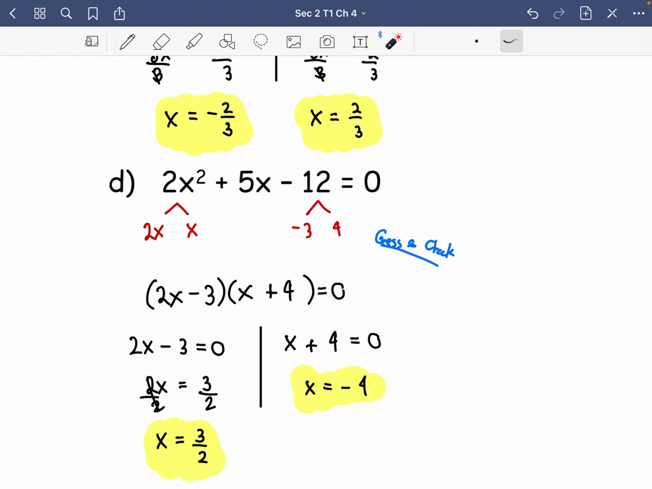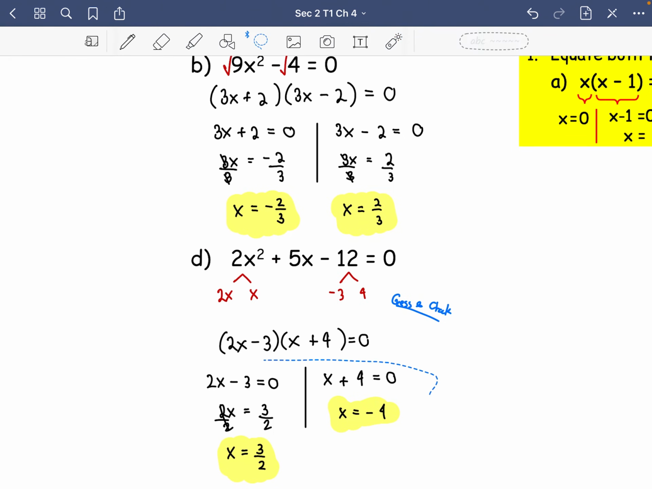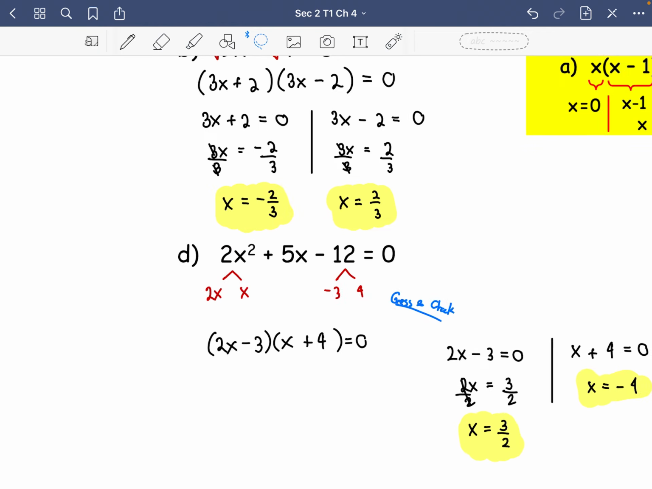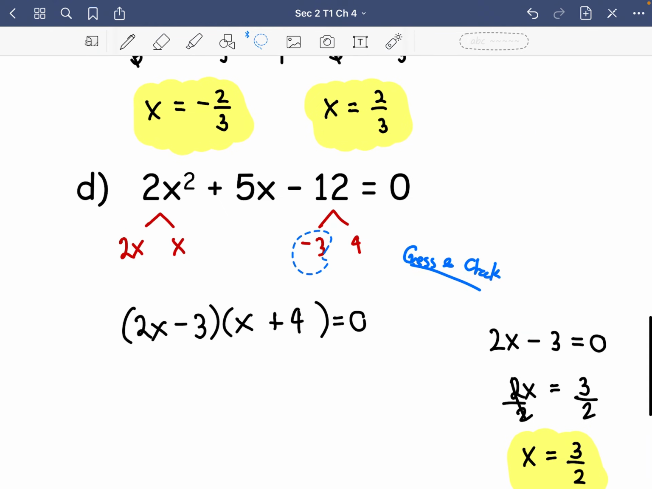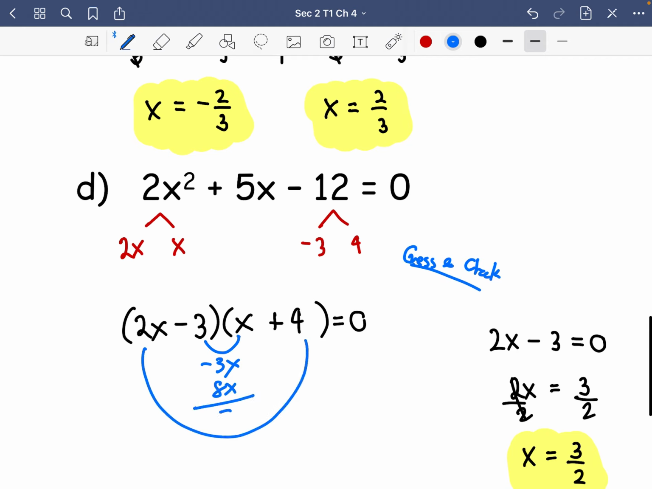Now, what we're after here is that when we multiply the inner and outer, we're supposed to get 5x. So let me show that. Let me move this here. So 2x minus 3, and then I have x plus 4 here. So how do we check if our pair is correct? When you multiply the inner, this is negative 3x. And then when you multiply the outer, this is 8x. So the sum of this is simply 5x.